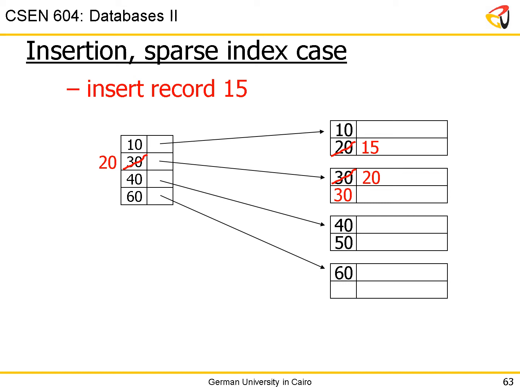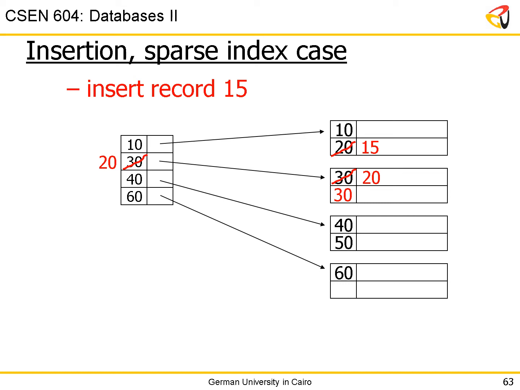But what I'm going to do as a result of that is change my sparse index entry from 30 to 20, because if I'm keeping the rule that I will point to the first new value in the page, then 20 is the first new value I'm working with now. I haven't seen 20 before, and consequently, you have to update the index this way.